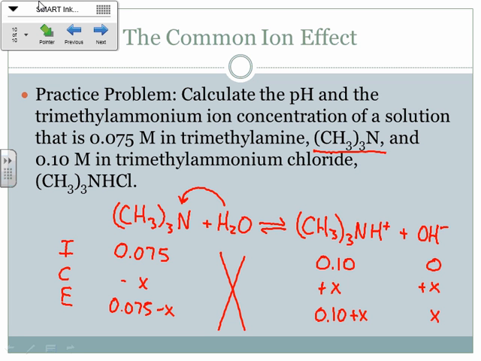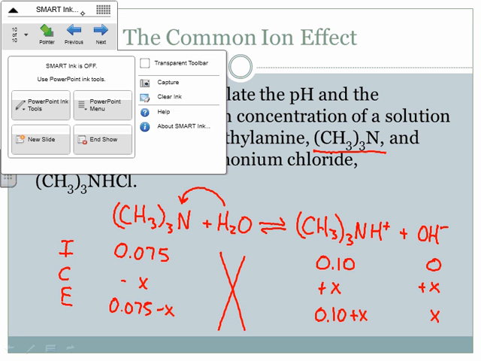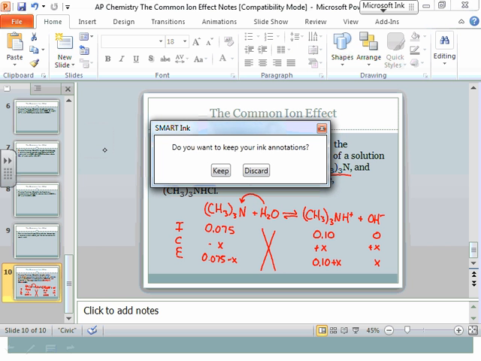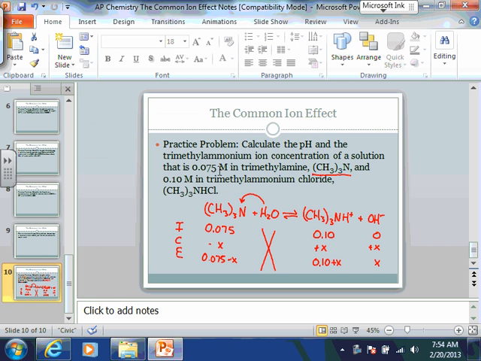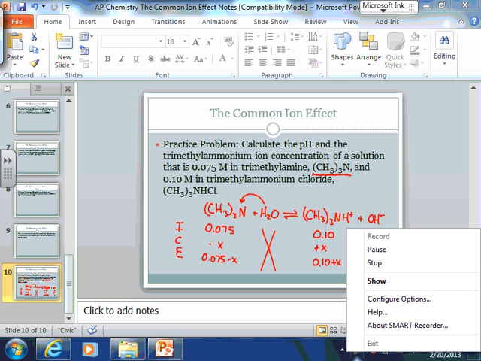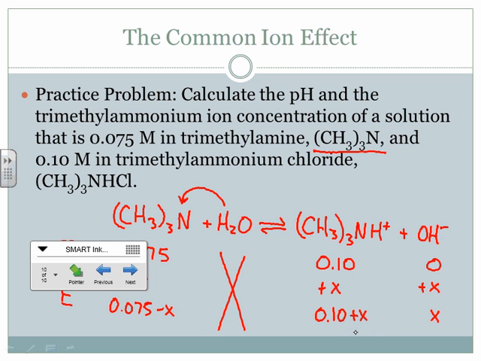Then all we have to do is know the KB for this, which I did not write in the notes. Not doing well here. Rather than having you sit here on the video, I'm going to pause it, look up the KB for this, and I'm going to lose all my work when I do this. I'm actually going to keep it this time. Okay, sorry about that. The KB here is 6.4 times 10 to the negative fifth.